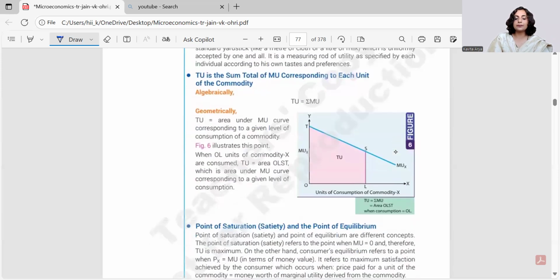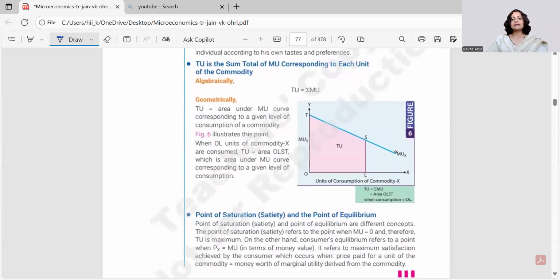There is one another beautiful question, that is TU is the sum total of all MUs corresponding to each unit of the commodity, or we do say area under MU curve is TU. How and why? Now try and understand. Whenever we talk about MU, marginal utility, it keeps on falling, right? And what are we making it with respect to? It's with respect to the number of units consumed.